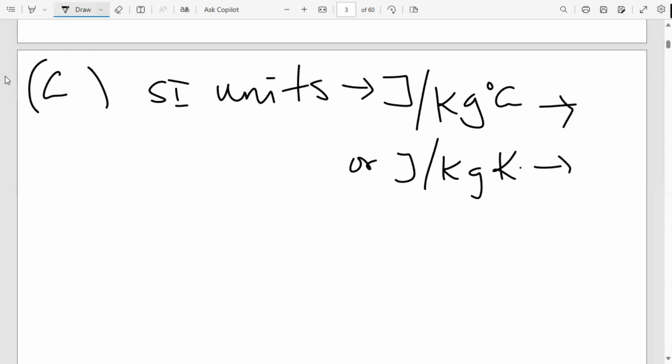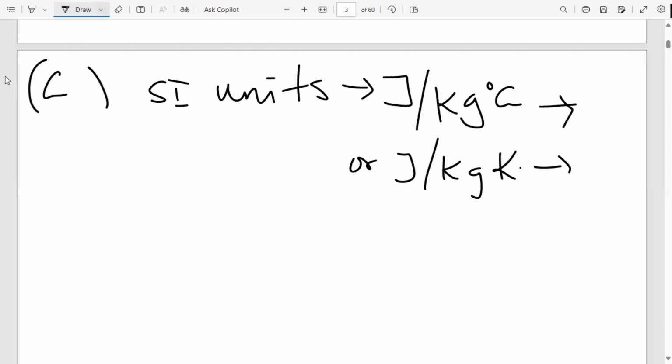They are both considered the SI units for specific heat capacity, because the units of Kelvin and degree Celsius are not different. They are the same. The temperature difference in Kelvin or in Celsius is the same. So you can either use degree Celsius or Kelvin. It's one and the same thing.